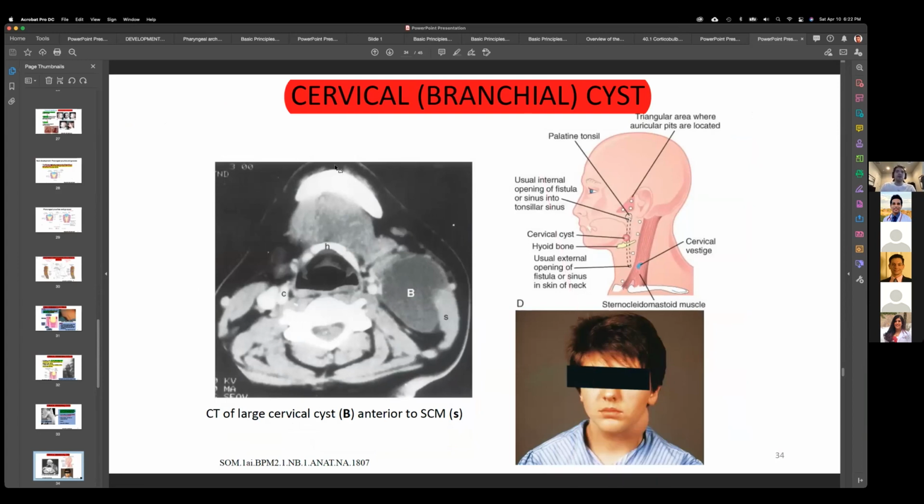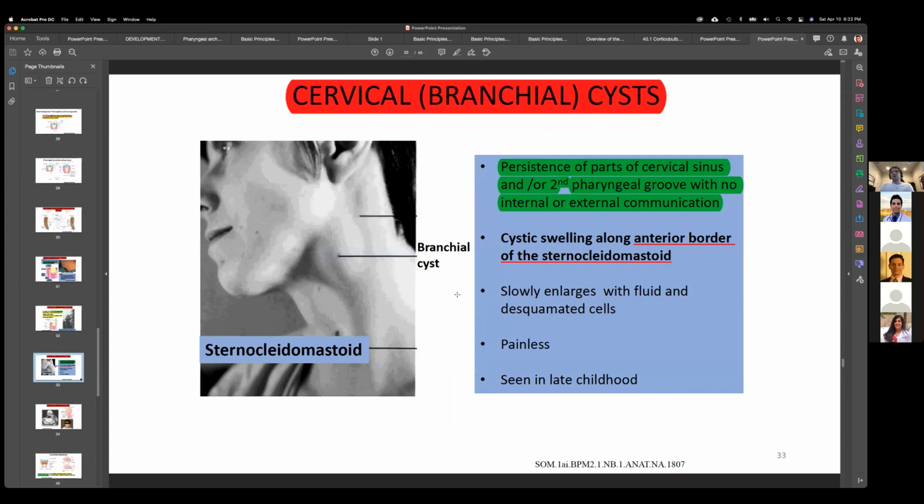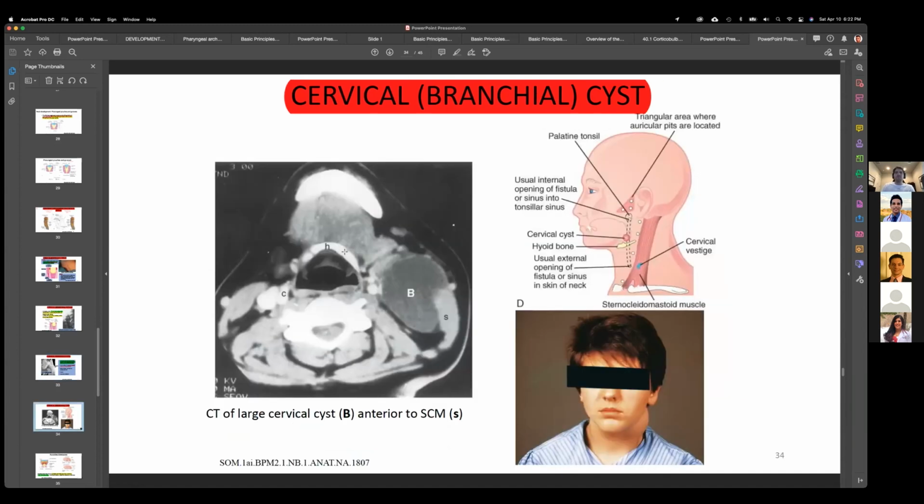So first off, whatever you're looking at on scans, you divide it in half and you try to see what's different, right? They should be symmetrical for all intents and purposes, except like the GI system. But so it should be symmetrical. So this stands out, right? So it's not midline. If it was thyroglossal duct, it would be in the midline. So this is a cervical or branchial cyst that forms on the outside. So persistence of these sinuses, right? Or the second pharyngeal groove. And yeah, it runs right along the sternocleidomastoid, anterior to it typically.